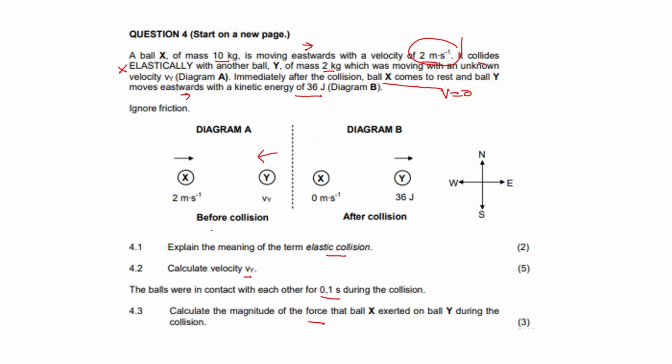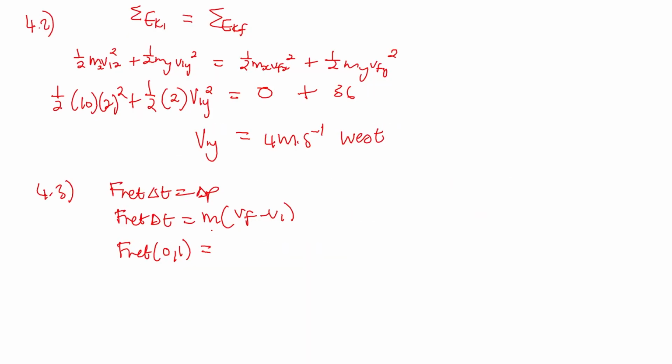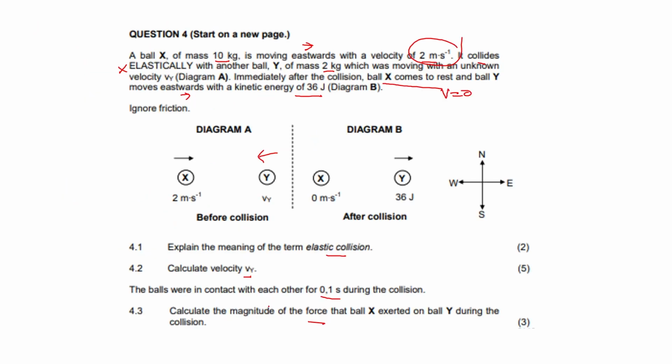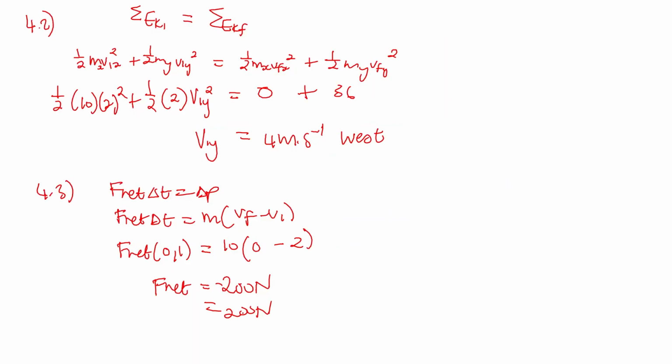We know that they want the force that ball X exerted on Y. So the mass of ball X, remember, is 10. The final velocity of X is 0 and the initial velocity was 2. So then we do our math calculations and we find that F net is going to be 200 newtons. Or you'll get negative, but then you'll have to put it as 200 newtons. And what do they want? They want the magnitude, so you don't even have to write a direction if you don't want to.